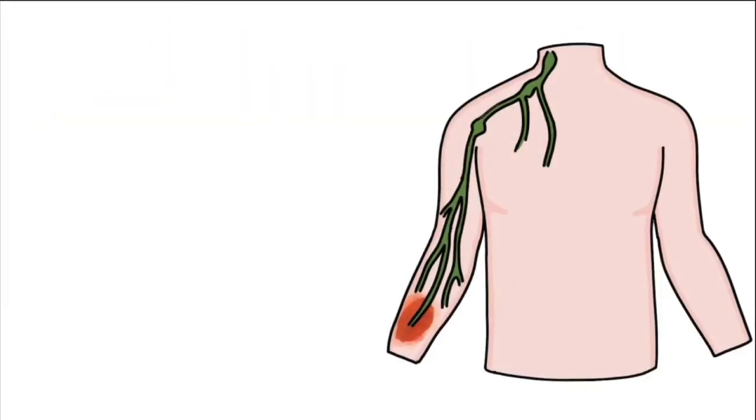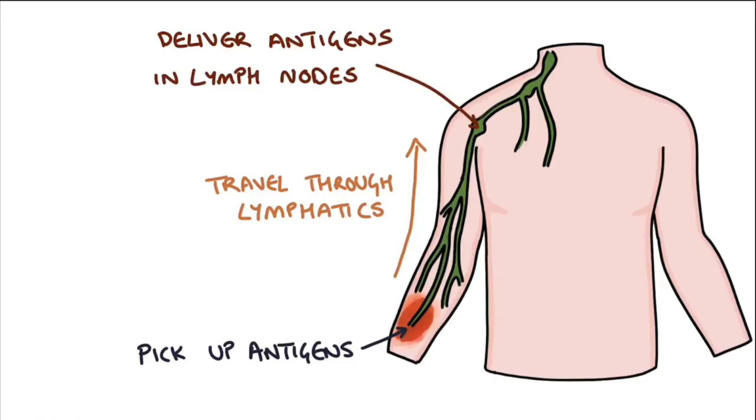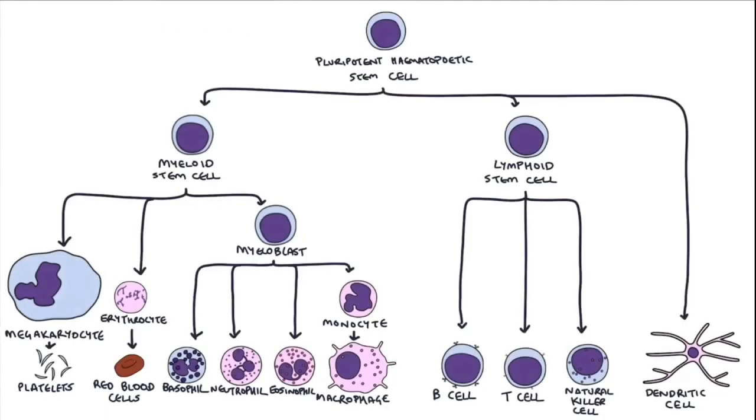They act very much like postmen delivering messages that a specific type of pathogen has infected a tissue somewhere else in the body. They pick up these antigens in the infected tissue, travel through the lymphatic system and the blood to the lymphoid tissue, such as the lymph nodes and spleen, and there they deliver the antigens to the CD4 and CD8 cells. And by doing this, they play an essential role in initiating the specific immune response. So that summarizes an overview of the cells of the immune system.